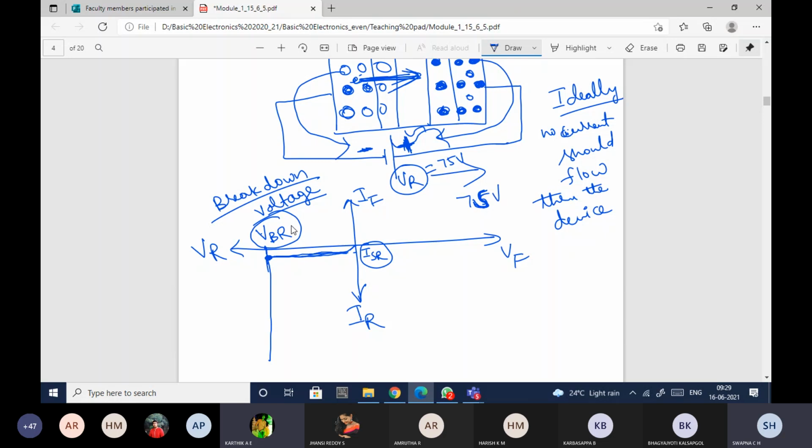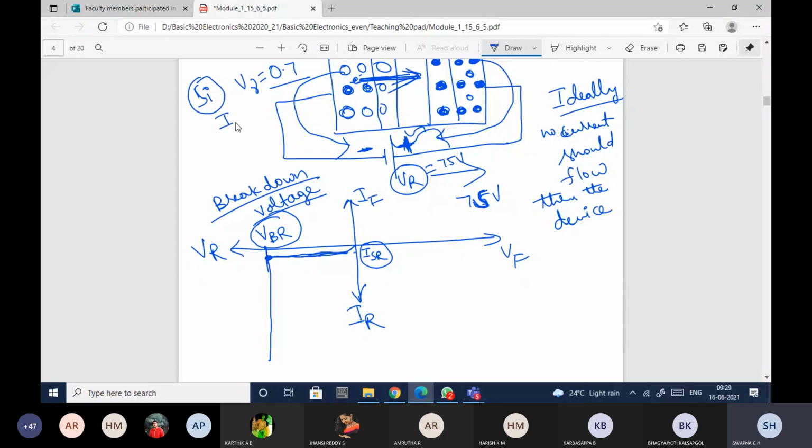Yes, ma'am. Okay. So this VBR, this breakdown voltage, will also be specified by the manufacturer. What all will the manufacturer specify? He will specify whether it is a silicon diode or a germanium diode. If he specifies it is a silicon diode, then you can just blindly take the V gamma value, or the voltage drop across the device, as 0.7.